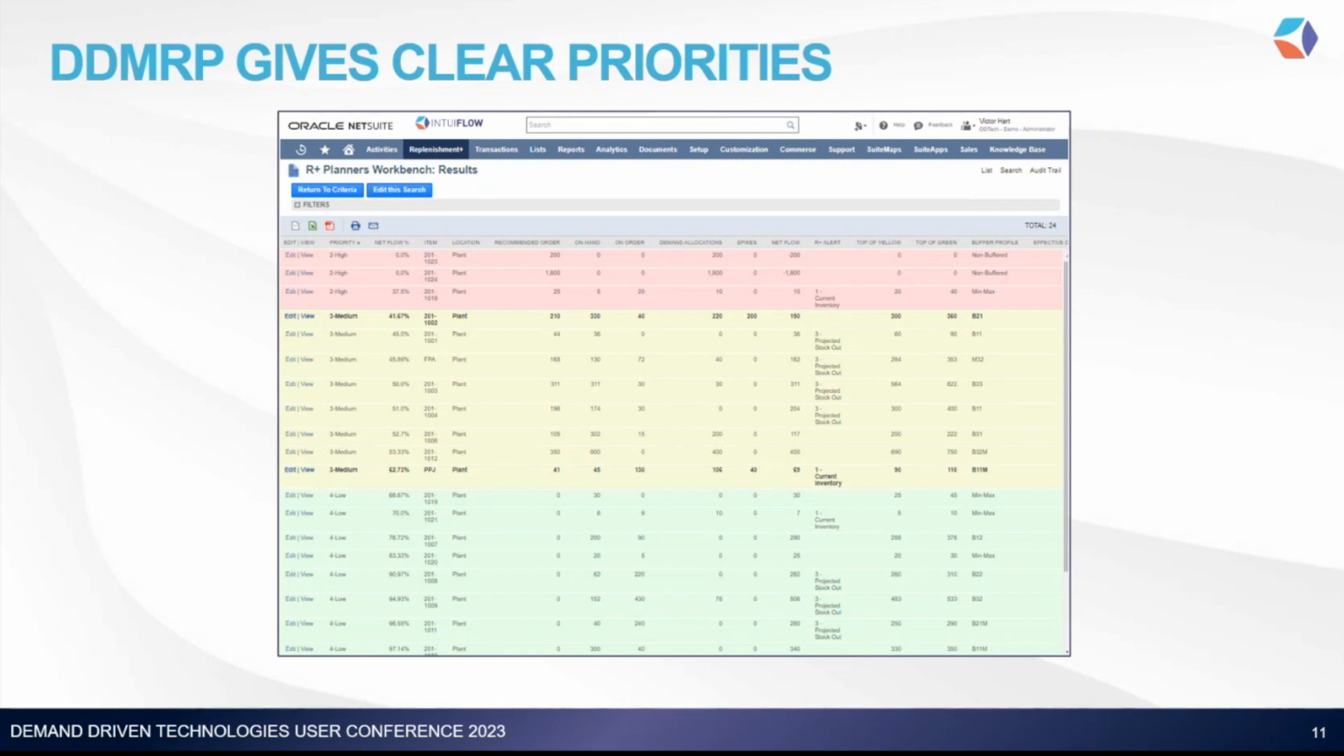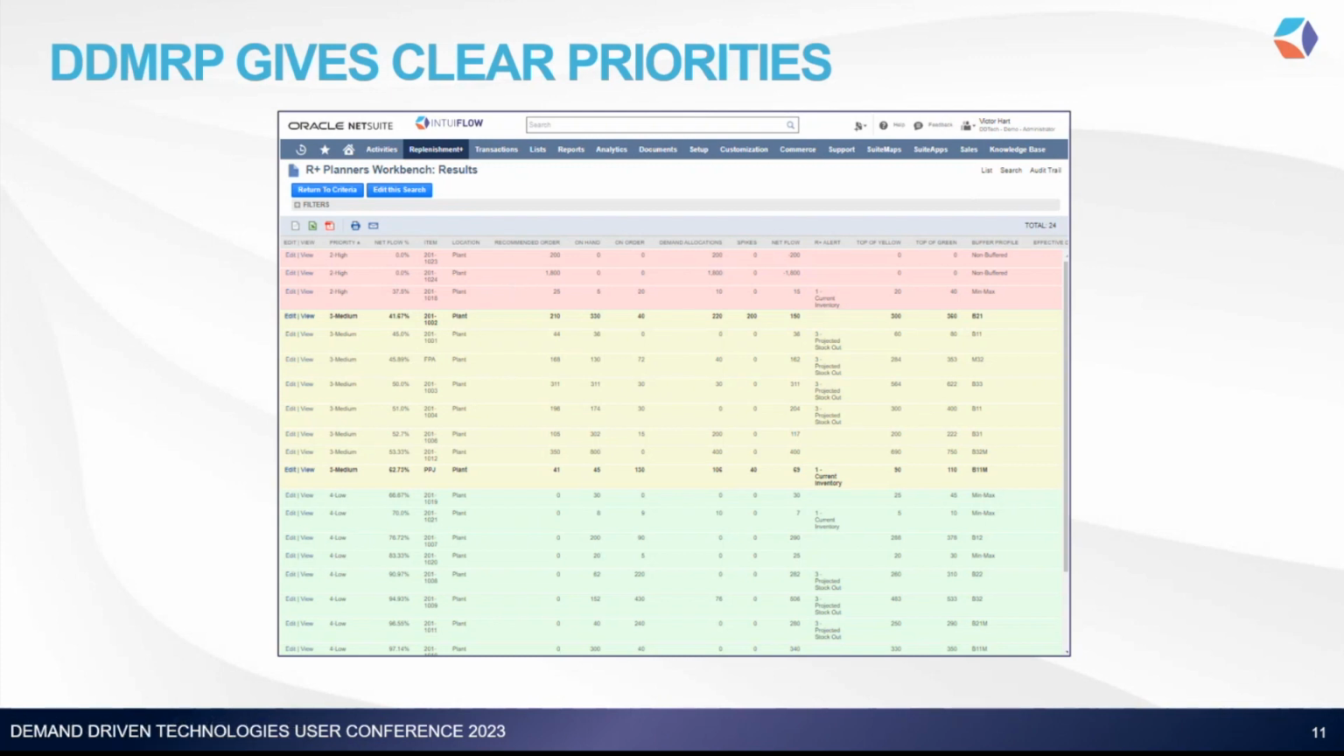One of the benefits that I'm sure all of you know is prioritization. Here's the planner's workbench. This is going to show me, based on how deeply the net flow has penetrated an item's buffer, what the priority is. The deeper we penetrated, the higher priority it is for me to replenish. So anything in yellow or red needs to be replenished based on that net flow logic.